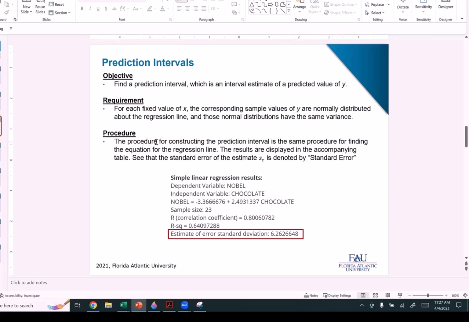The procedure for constructing the prediction interval is the same as for finding the equation of the regression line. The results are displayed in the accompanying table. See the standard error of the estimate, S sub e, which is denoted by standard error.